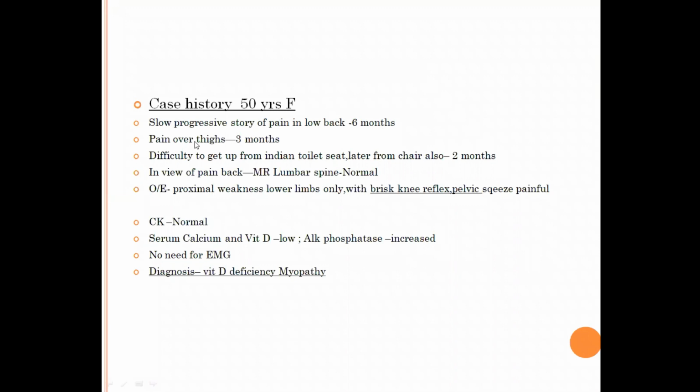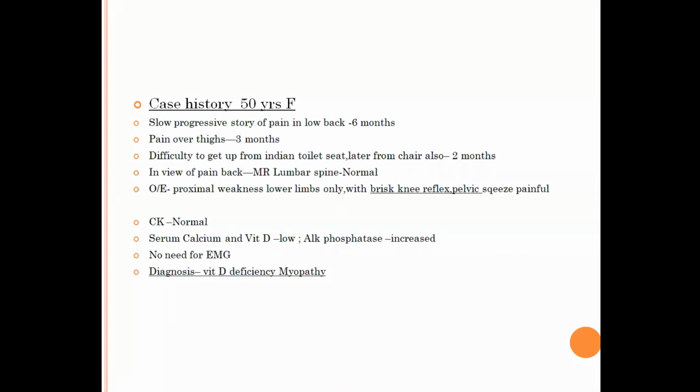Now, a 50-year-old female, slow progressive story of pain in the low back, 6 months duration, pain over the thighs, difficulty to get up from Indian toilet, and later from chair for 2 months. Obviously, in view of the low back pain, an MR lumbar spine was done, which was fortunately normal. It did not show disc prolapse, otherwise she would have undergone surgery. Clinical examination showed proximal muscle weakness because she could not get up from the chair. But with brisk knee reflex, and a pelvic squeeze, you squeeze the pelvis, the patient has severe pain.